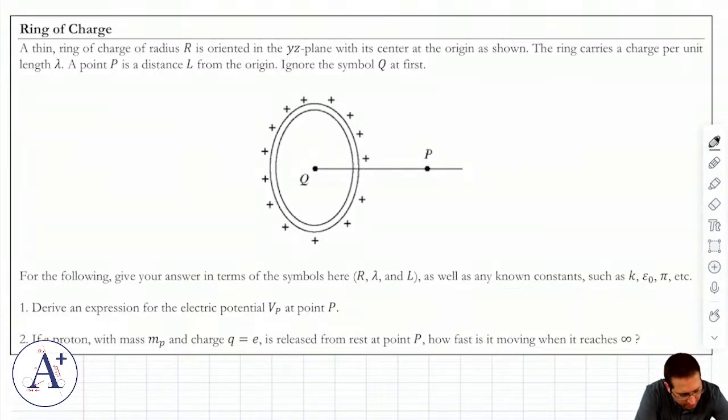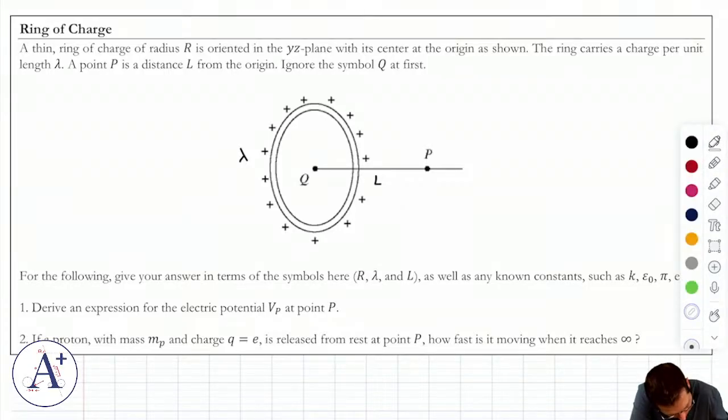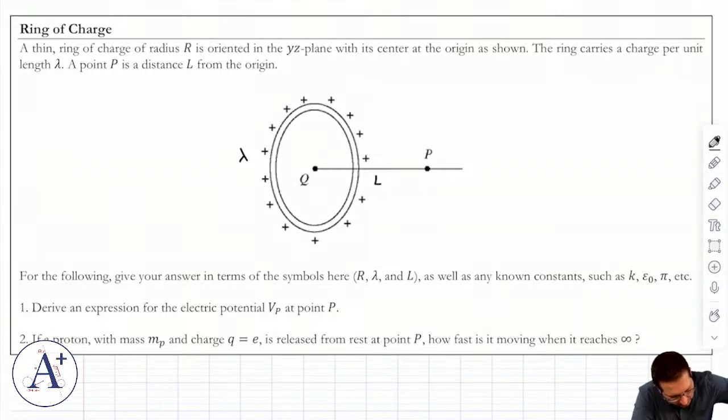And we have a thin ring of charge of radius R located in the YZ plane with its center at the origin as shown. It carries a charge per unit length lambda, and we are given a point P, a distance L from the origin. And ignore the symbol Q at first. We don't need to worry about that. That is a leftover from poor cutting and pasting skills. There we go. Forget about that. We don't need that. Okay, give your answer in terms of the symbols R, lambda, and L, and of course any needed constants, and find the electric potential Vp at point P.